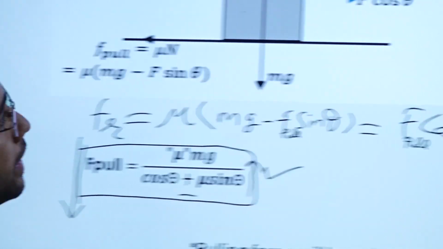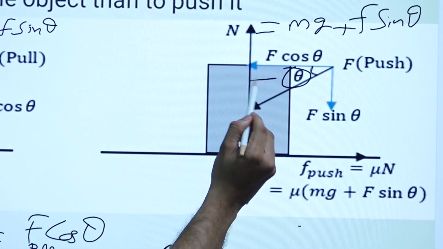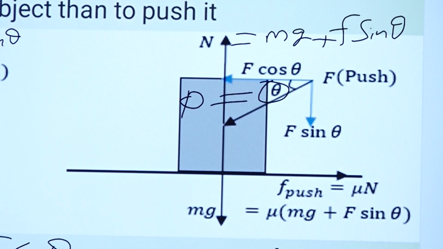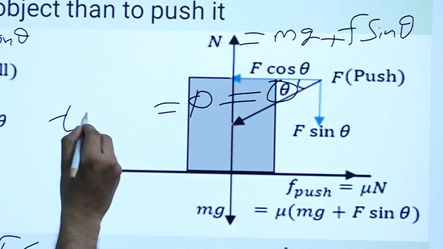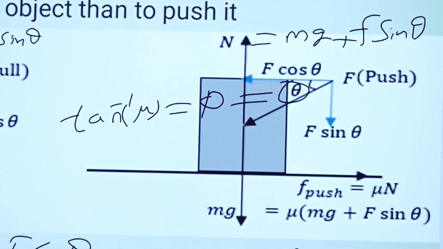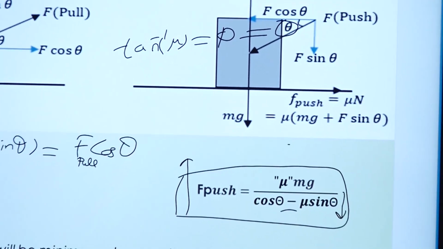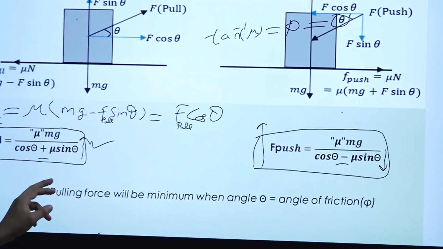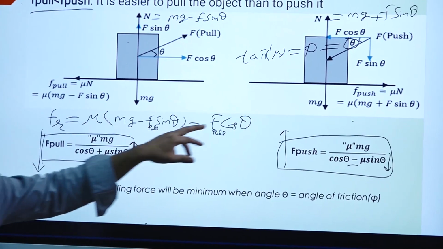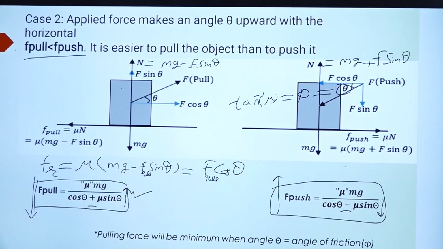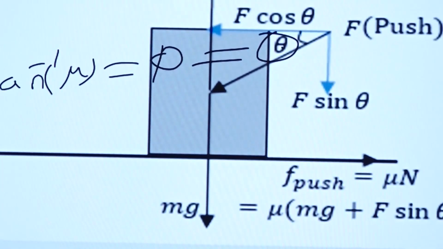One more thing, when you make this theta angle equal to angle of friction or angle of repose or whatever, or tan inverse mu, at that time pulling force will be minimum, right? Already pulling force is less than pushing force, but if you want to reduce it totally, then you have to make this angle equal to tan inverse mu, right? Mu is the coefficient of friction.